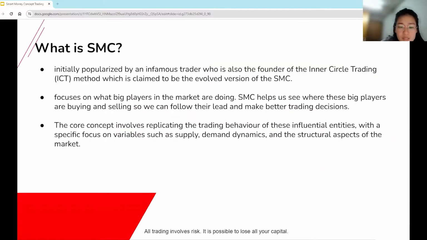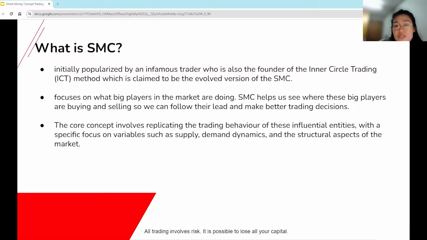So what is SMC firstly? Smart money concept is basically a way of trading that focuses on what the bigger players in the market are doing. Like I mentioned earlier, it was initially popularized by an infamous trader who's also the founder of ICT, or inner circle trading, which is claimed to be the evolved version of SMC.